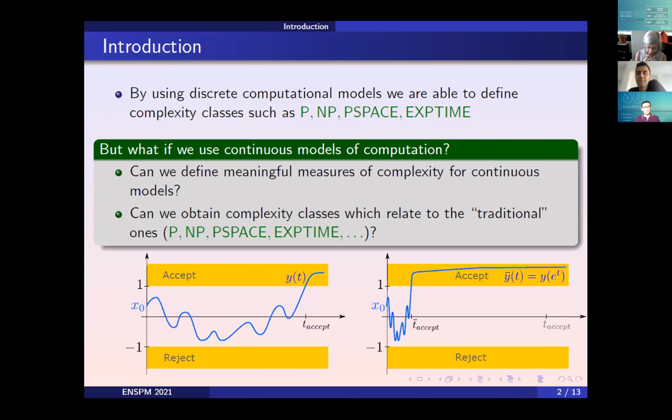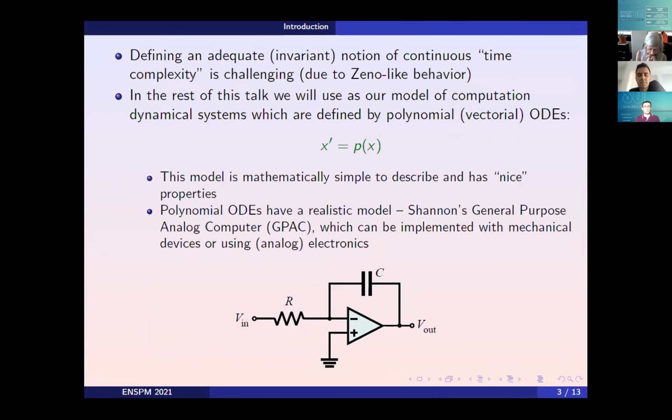And so we cannot simply use time as we are used to. Here, I will be trying to characterize complexity and show how we can find some good notions of complexity in the sense that they are invariant. If I do this kind of speed up, this will not change my notion of time complexity. But I'm going to, at first, focus on a specific model, because it's easier to start with a toy example. And when you start to understand this class, perhaps you can generalize to other classes.